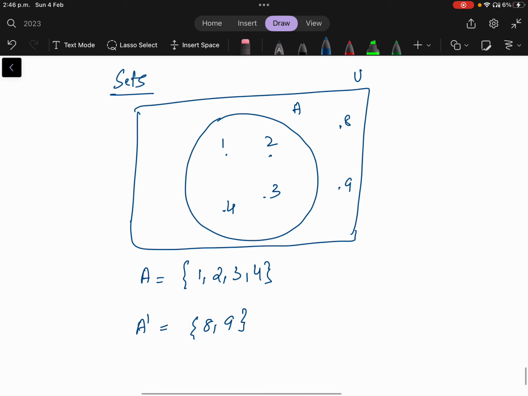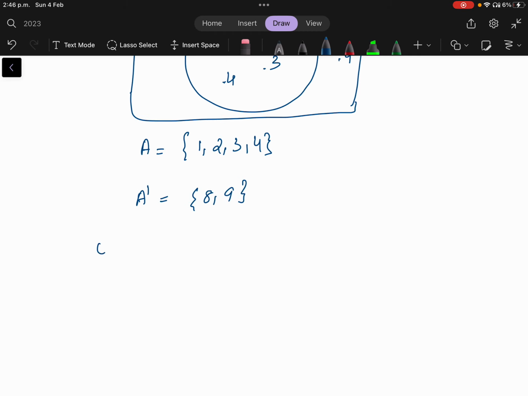Okay. Now an element of a set can be expressed with this symbol. So I can say that 3 is an element of A, or 5 is not an element of A. So these are some of the notation.